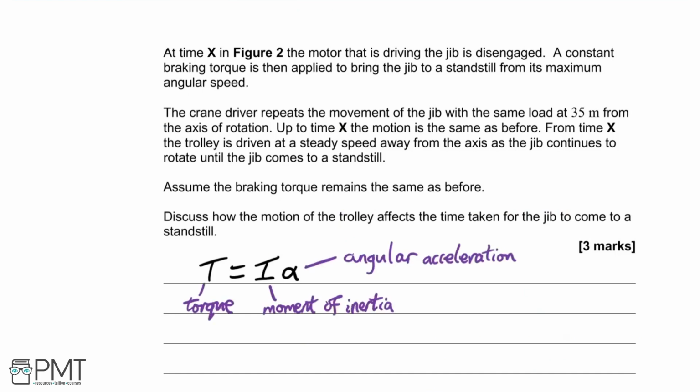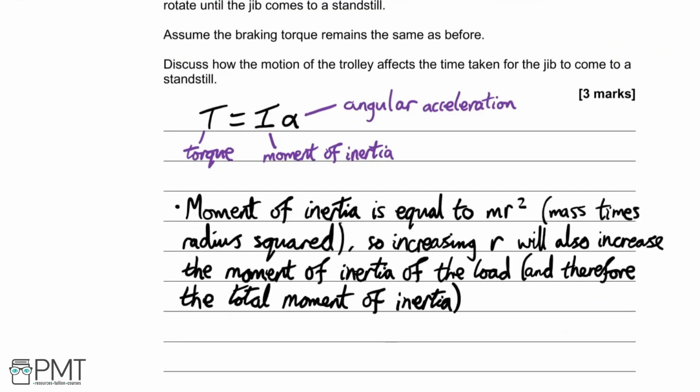Now you'll notice in this question they say that the torque remains constant. However, the quantity that is changing is going to be the moment of inertia because the load is moving away from the axis of rotation. And remember that moment of inertia was equal to mr squared. So making that point will get you your first mark.